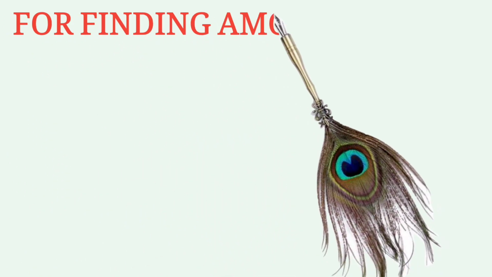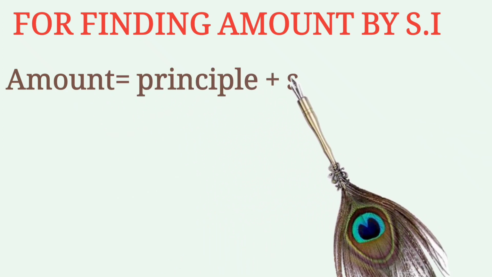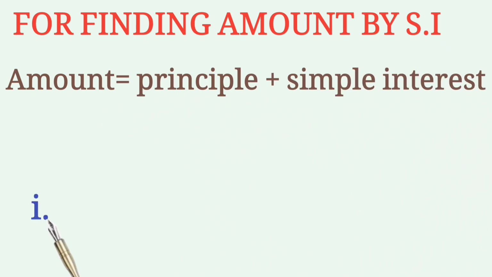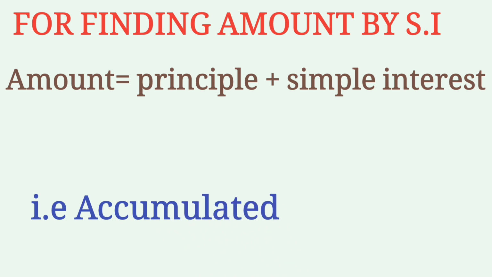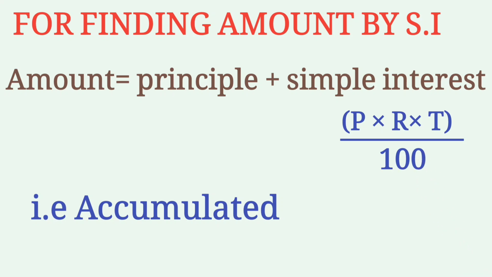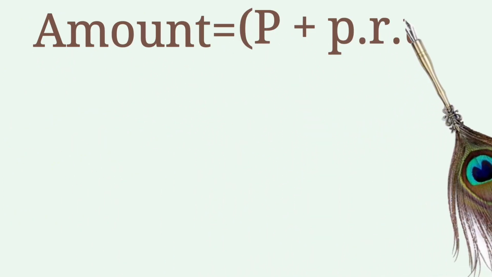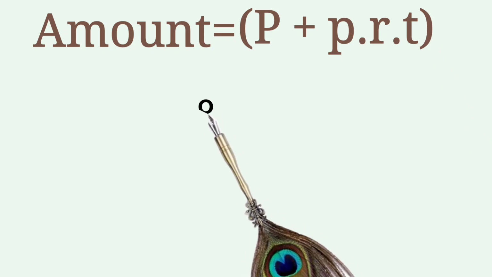Let's move to the next subtopic, finding amount by SI. There are 3 formulas. First one is amount is equal to principal plus simple interest, where amount is the accumulated amount, and simple interest is principal into rate into time divided by 100. By this one formula, we can derive another two formulas. First one, amount is equal to P plus P into R into T.